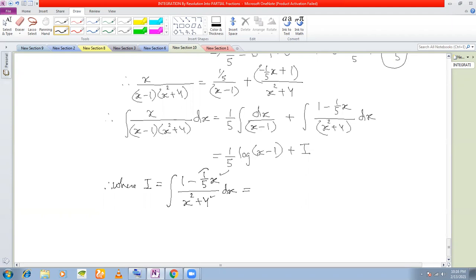But what do you have? You have minus 1 by 5x here. So what you do here is you take minus common. You write this as 1 by 5 minus 1 divided by x square plus 4 dx. Now you take minus 1 by 5 out, because you want to make the coefficient of x 1. If you take this out, how much do you get? x minus 5, isn't it? This is what you get.